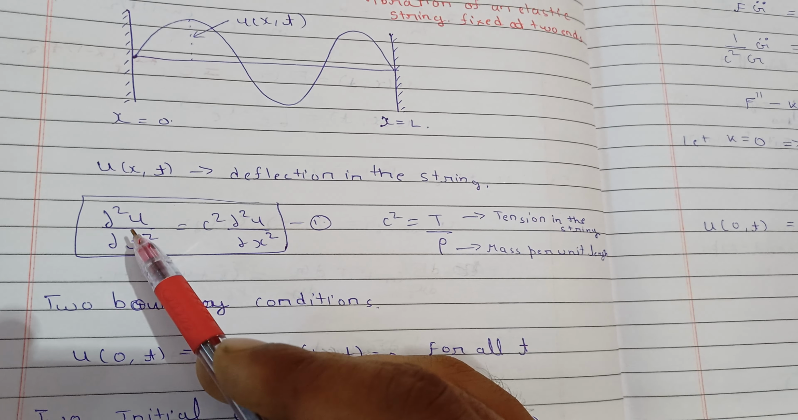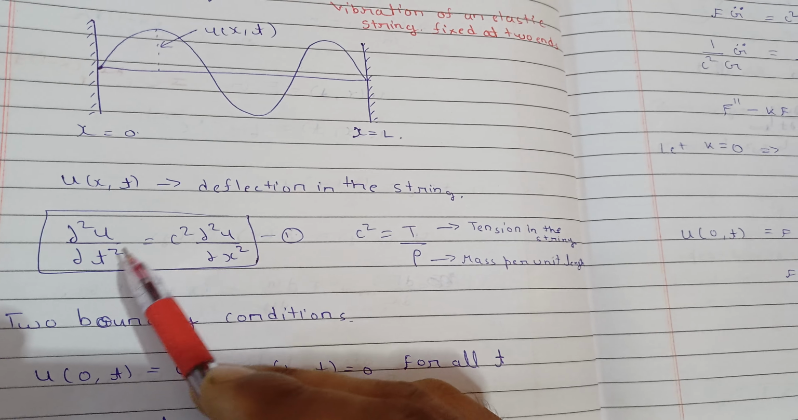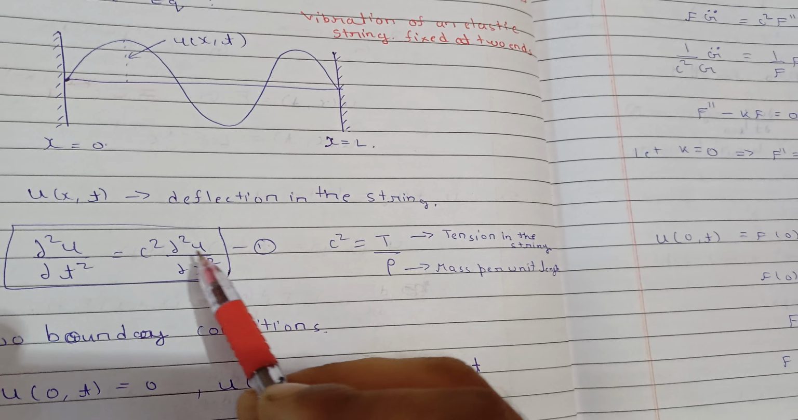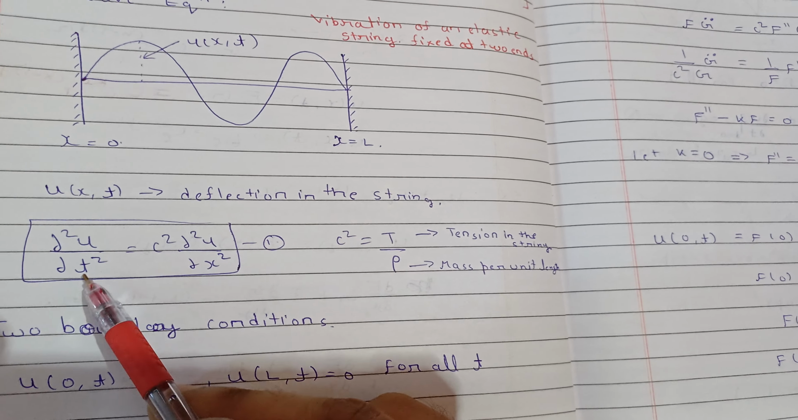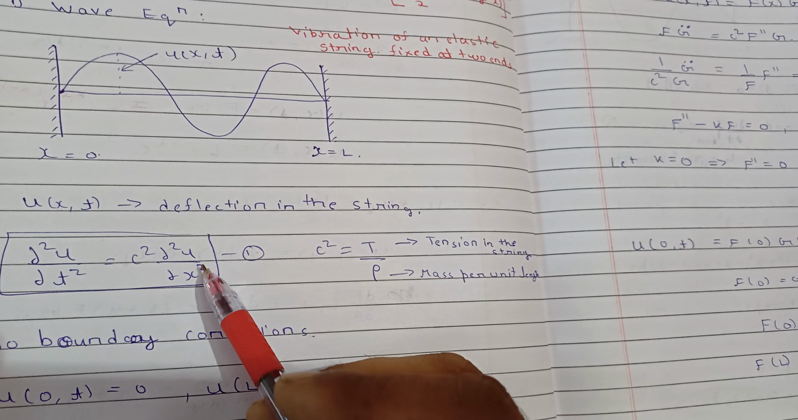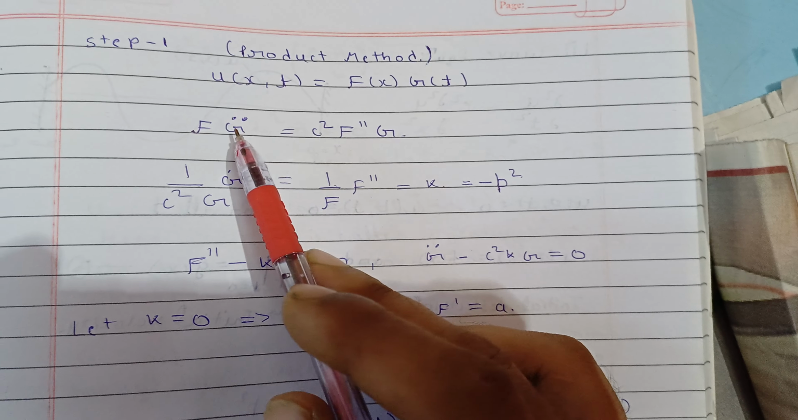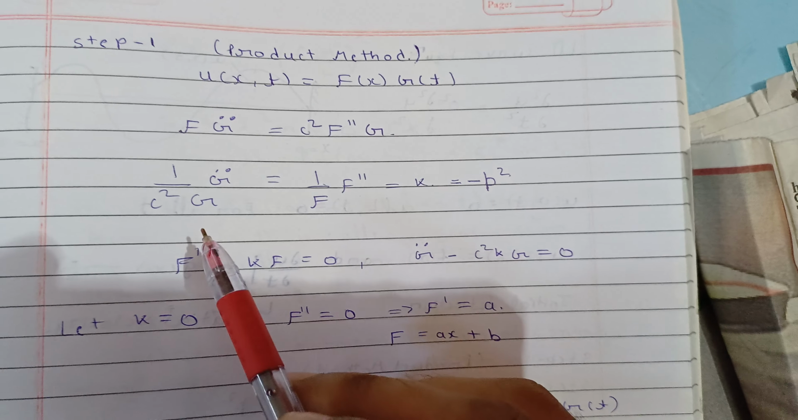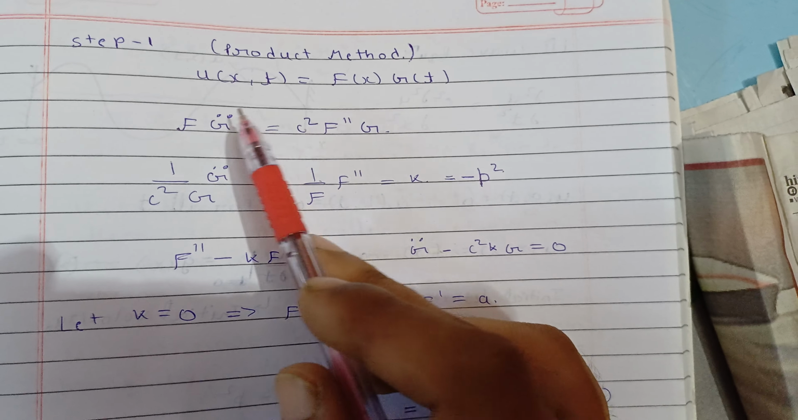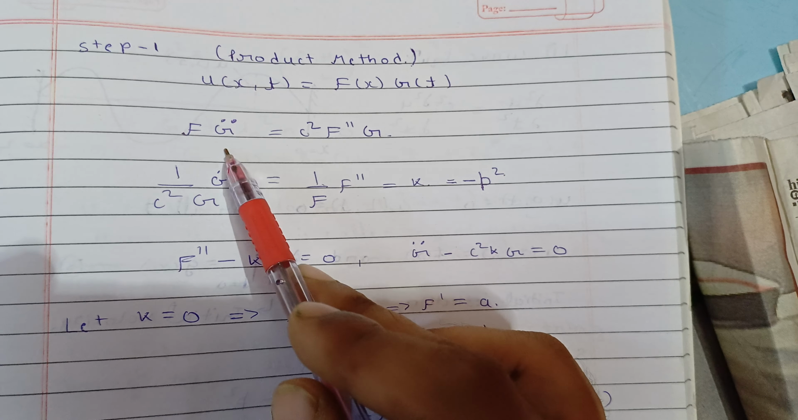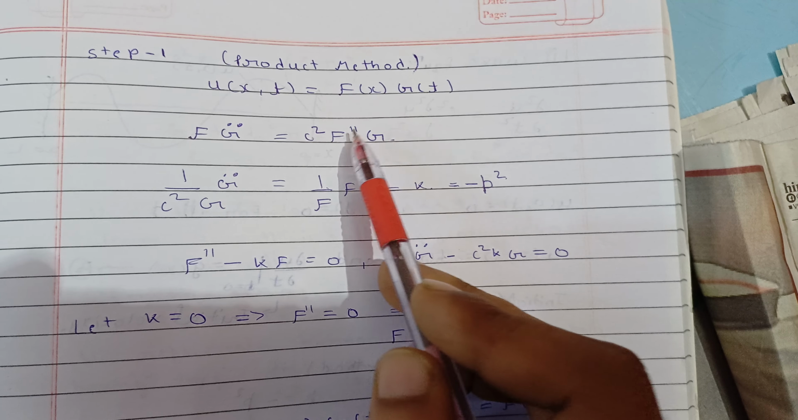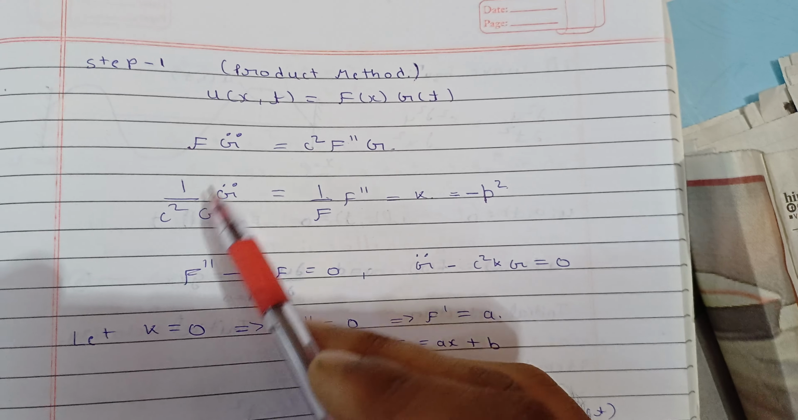Applying this here, you will get g double dot, with f as it is, because f is a function of x and g is a function of t. So c squared will be f double dash and g only. So it will be represented by f g double dot equal to c squared f double dash g. Here dot represents the derivative with respect to time, and dash represents the derivative with respect to x.